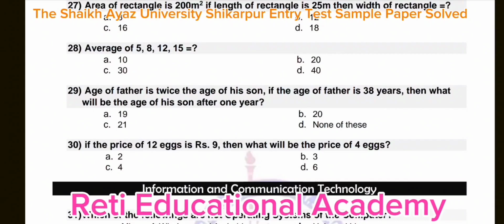Question number 30. If the price of 12 eggs is 9, then what will be the price of 4 eggs? 12 eggs cost 9. 12 divided by 3 is equal to 4, and 9 divided by 3 is equal to 3. So the price of 4 eggs will be 3. Option B is correct in this question.